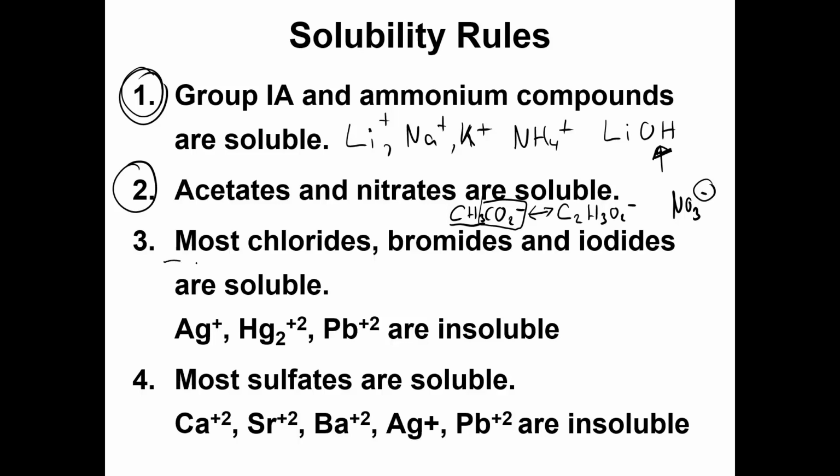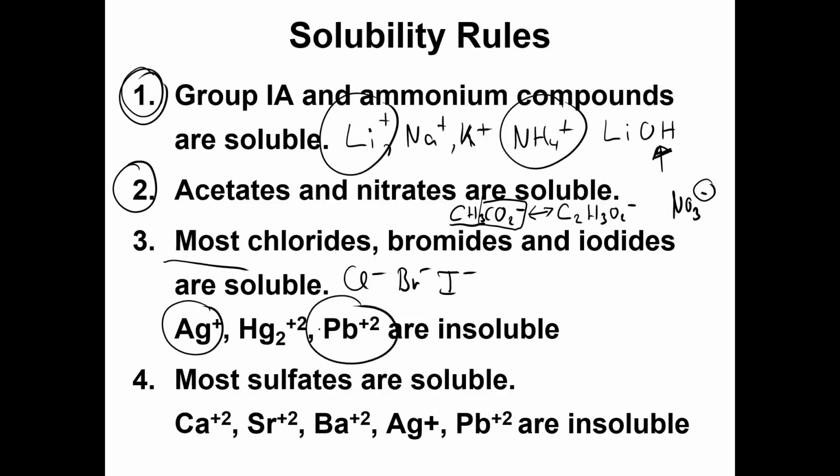Rule number 3: most. Okay, so most now indicates that there are exceptions. Most chlorides, bromides, and iodides, which are the halides in group 7, so we're talking about chloride, bromide, and iodide, are soluble, especially with lithium and ammonium. But there are some exceptions, and those are silver, lead, and then mercury.